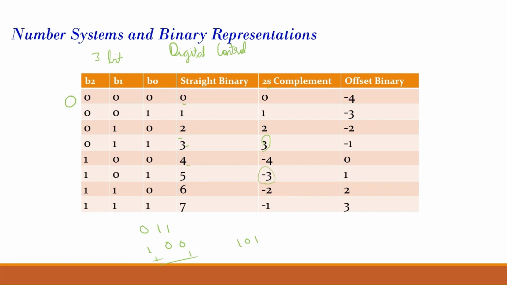Now, if you want to convert to offset binary, what we have to do is take the 2s complement, 101, and invert the MSB bit. So minus 3 in 2s complement becomes minus 3 in offset binary with this bit inverted. The rest of the bits remain the same. So that is the conversion from straight binary to 2s complement to offset binary. There are no questions on this, so we'll proceed to the question section.